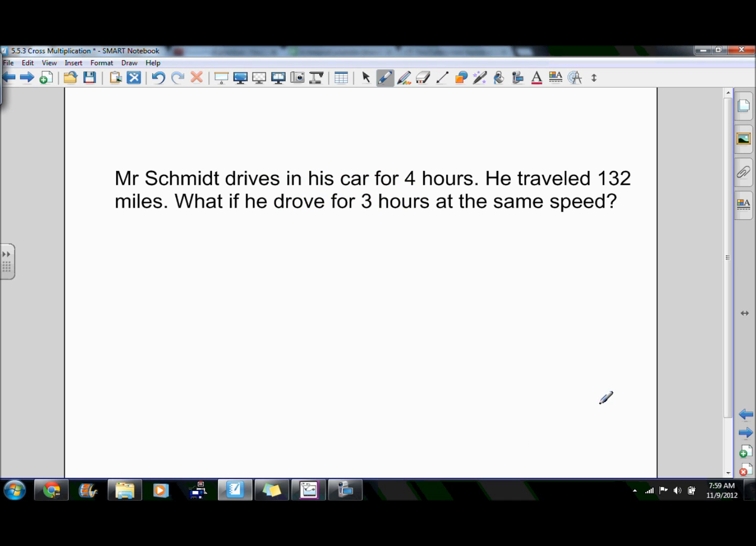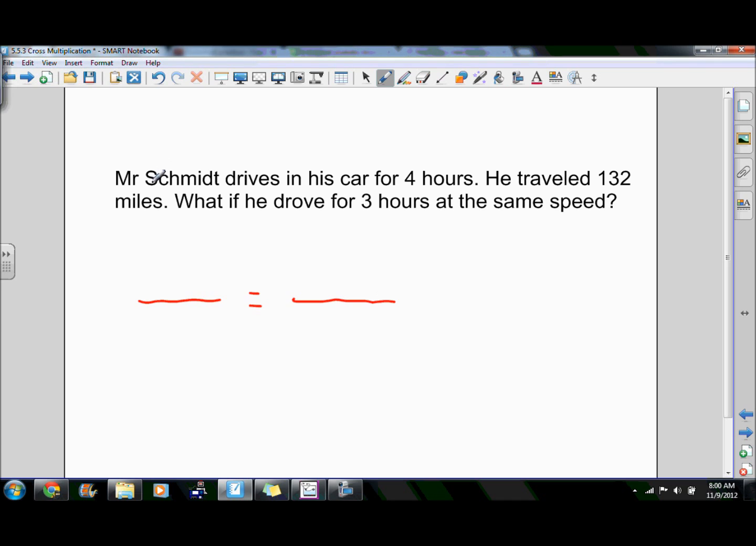Now let's do some story problems. Mr. Schmidt drives in his car for 4 hours and he traveled 132 miles. What if he drove for 3 hours at the same speed? The idea is that we're going to create a proportion just like we had before. But here's the difference. We have to put labels on our answers.